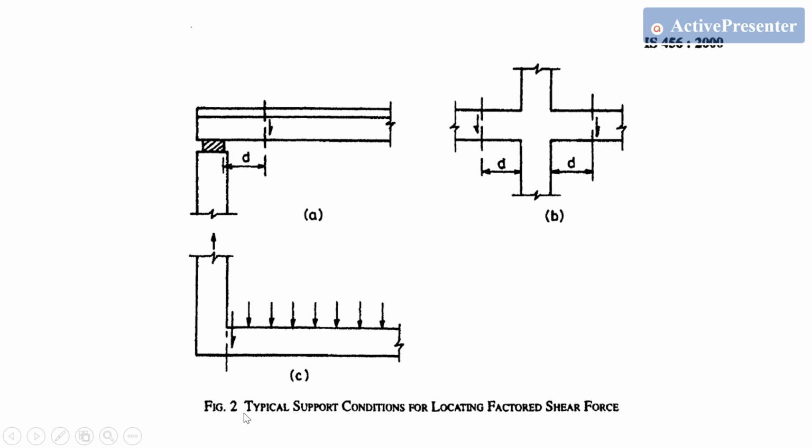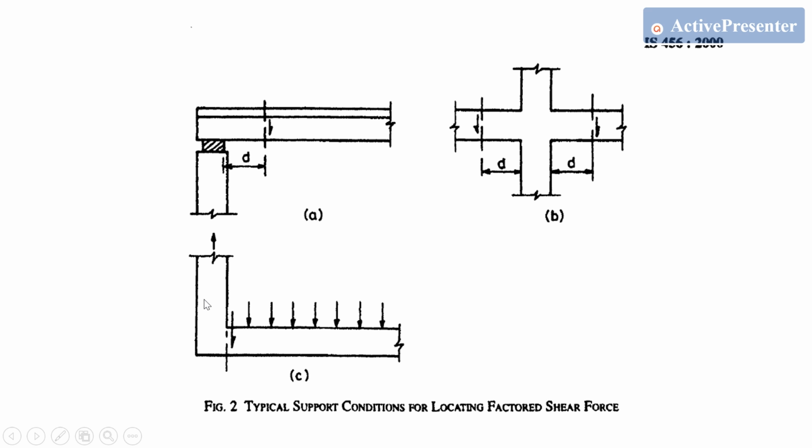You can see in figure number 2 the typical support conditions for locating factored shear force. For a simply supported beam, we can see from the face of the support to distance d. Here also this is a beam column connection. This is a column, this is a beam, and this is another column. So this is a beam column connection. There also the critical section for shear is at a distance of d from the face of the support.